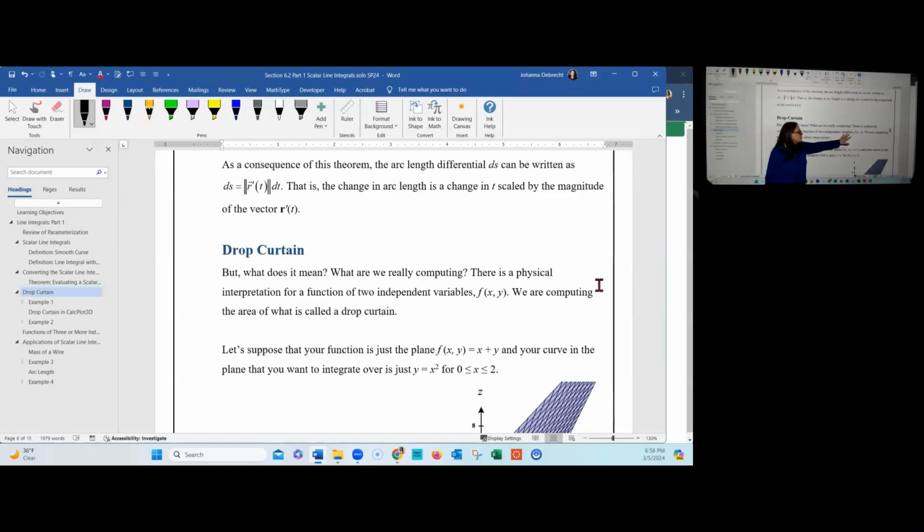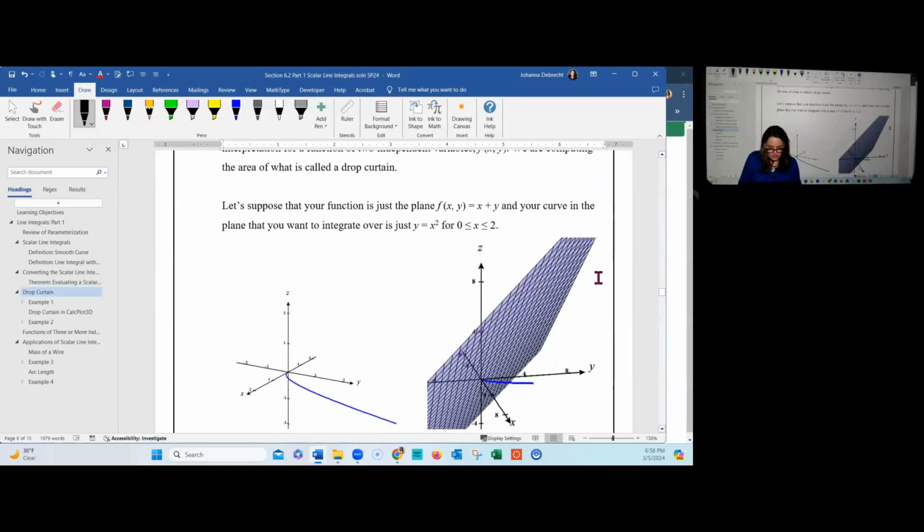Let's start with a function of two independent variables, f of x and y. Let's suppose that this function is just the plane f of x, y equals x plus y. So we have a slanted plane in three-dimensional space. We want to think about a curve in the xy plane. If we have a function of two independent variables, then our curve C is going to be in two dimensions, in the xy plane, and we want to integrate over it. It's represented by y equals x squared, where x is limited between 0 and 2.